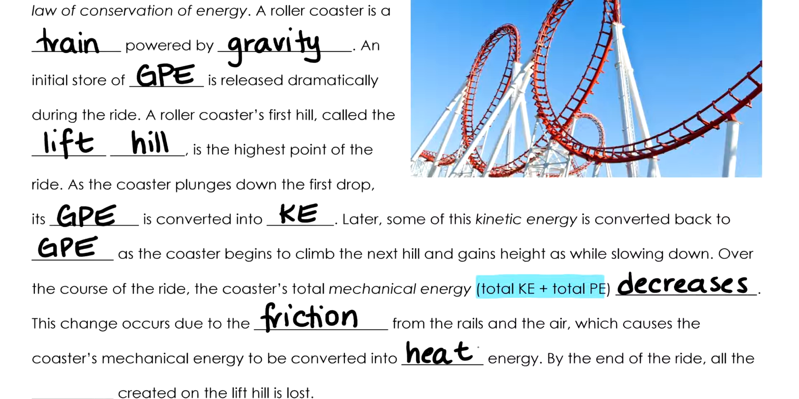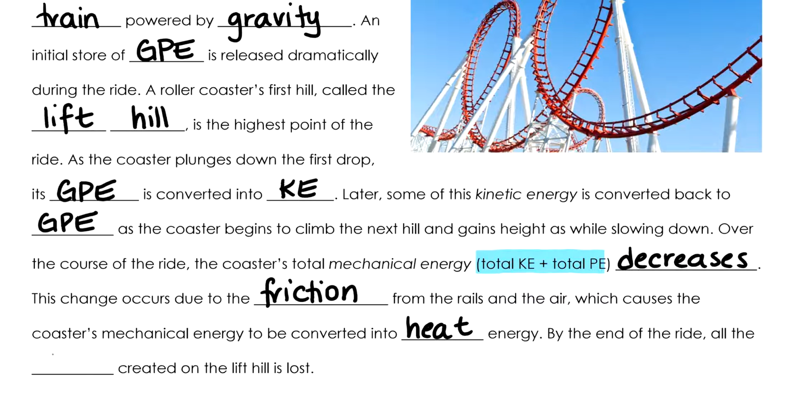thermal energy. By the end of the ride, all of the gravitational potential energy that the roller coaster had on the lift hill is lost. If there's any left over, the roller coaster deals with this by braking.